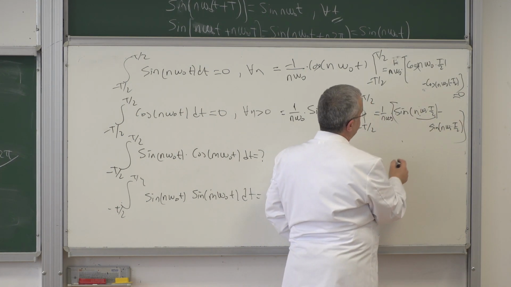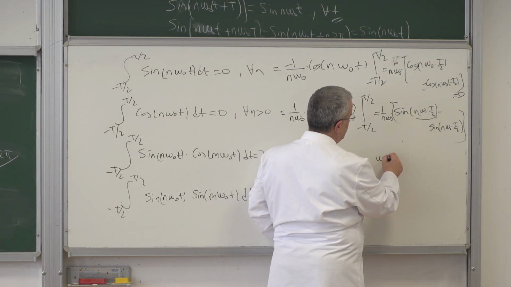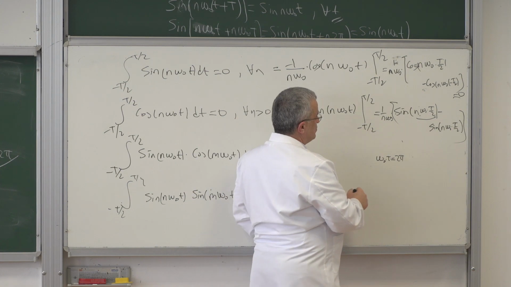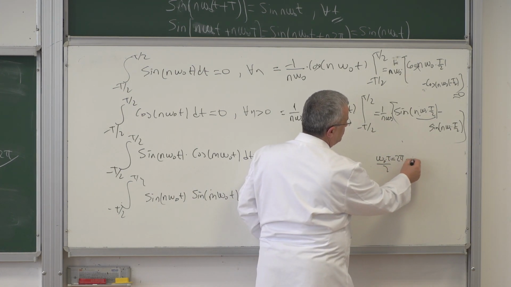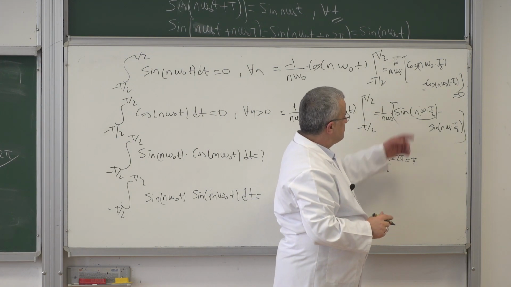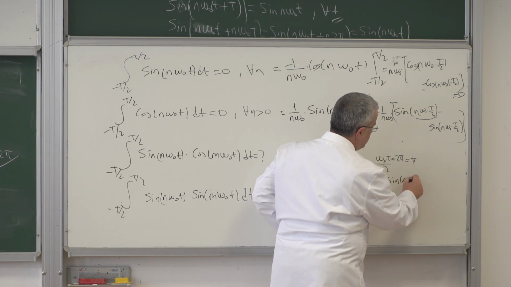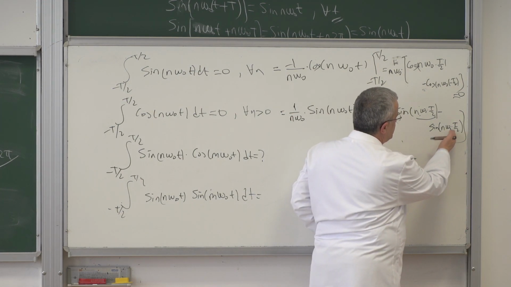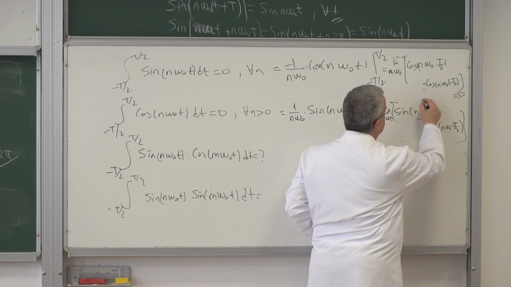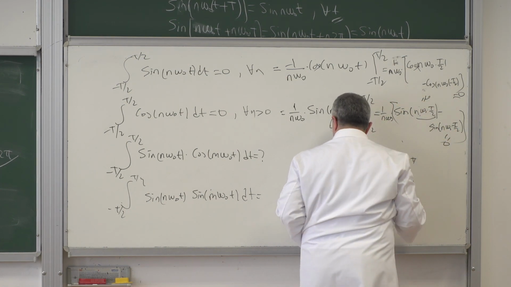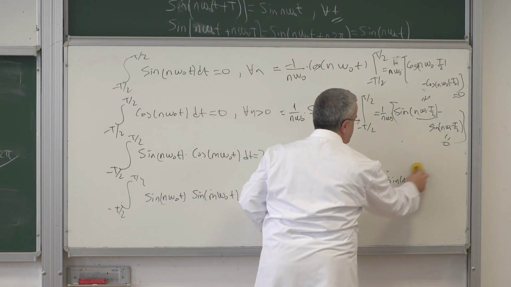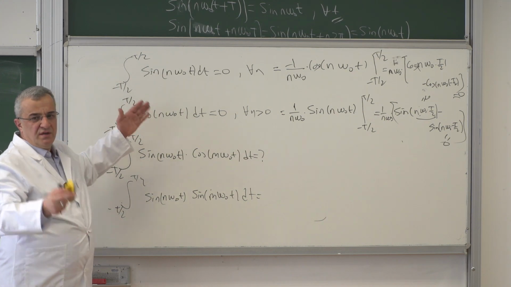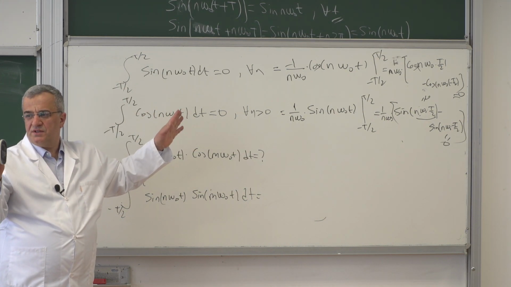So what is this? Omega 0 T was equal to 2 pi, isn't it? So what is omega 0 T over 2? This is equal to pi. So what is n pi? So sine n pi is equal to 0. There's a minus here, so this is equal to 0, this is equal to 0. Therefore, that integral is also 0. Okay? So when you integrate sine or cosine over a period, its integral is equal to 0.